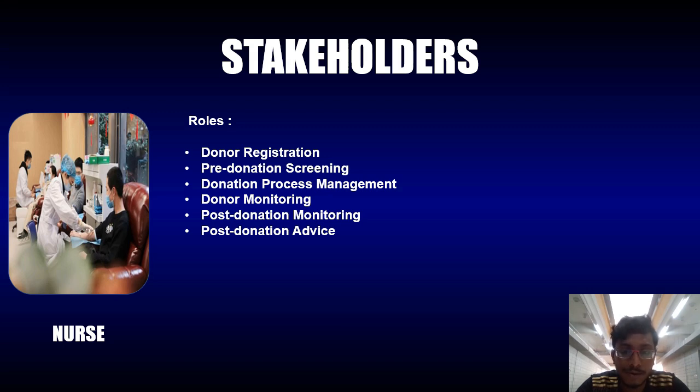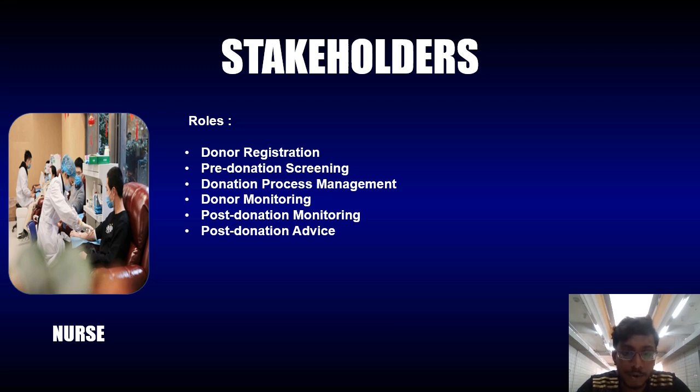Nurses are responsible for registering donors into the system. Next is pre-donation screening. They conduct pre-donation screening to ensure the donor meets the eligibility criteria. Third, donation process management. The nurse will help the hospital and other doctors to manage the donation process.